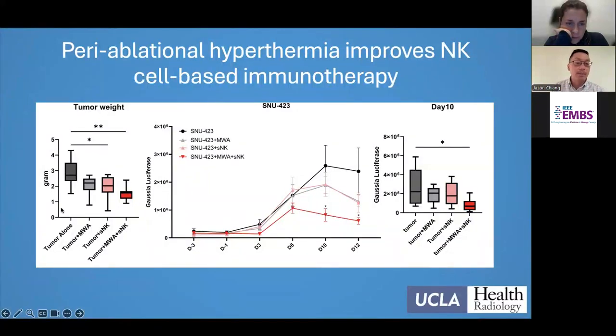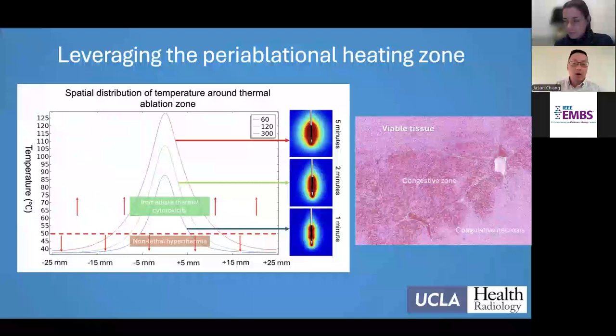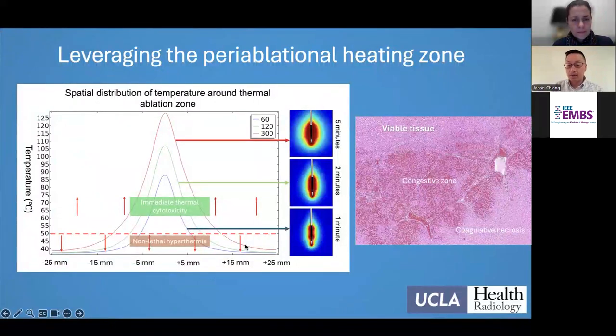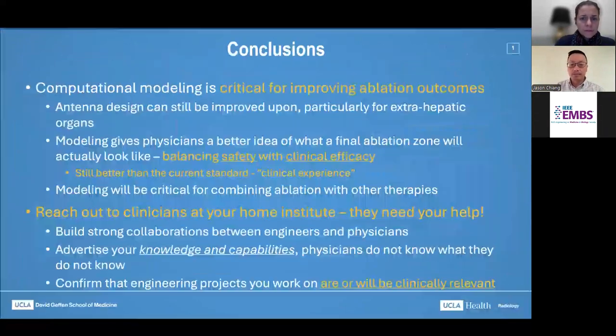Here's the mass of the tumor. You can see that there's significantly less tumor after you do partial ablation plus NK cell therapy compared to tumor alone. And you can see the graph of the tumors. You can see that there's much better efficacy when you combine ablation with immunotherapy. And again, this is all based on the modeling showing the peripheral zone where you have this non-lethal hyperthermia. So I think that's something that we can really leverage as engineers to collaborate with your immunotherapy colleagues.